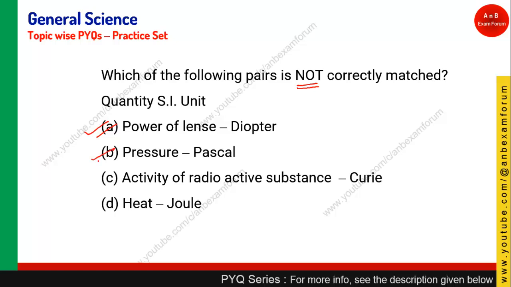It is also right. Activity of radioactive substance, Curie. Yeah, this is a very blind spot. Curie is not the SI unit of the activity of a radioactive substance. The SI unit is becquerel, Bq. Becquerel is the unit of radioactive substance activity. And the unit of heat is joule, which is also right. So this is incorrect. Those who have given option C, they are right.